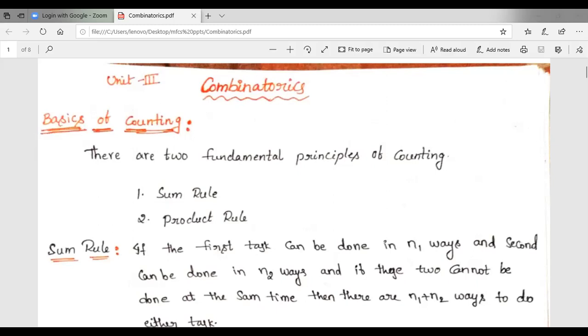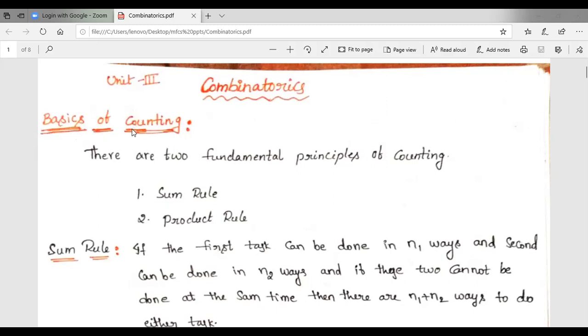We can phrase many counting problems in terms of ordered or unordered arrangements of the objects of a set. These arrangements are called permutations and combinations. Another important tool that we will discuss during this chapter is the pigeonhole principle. So in combinatorics, we discuss permutations, combinations, and the pigeonhole principle. First we start the class with basics of counting.